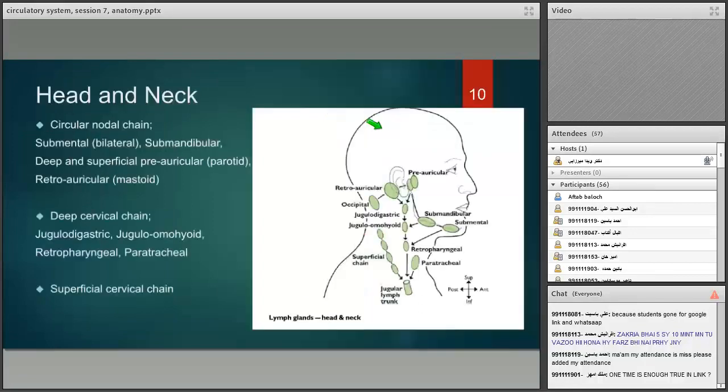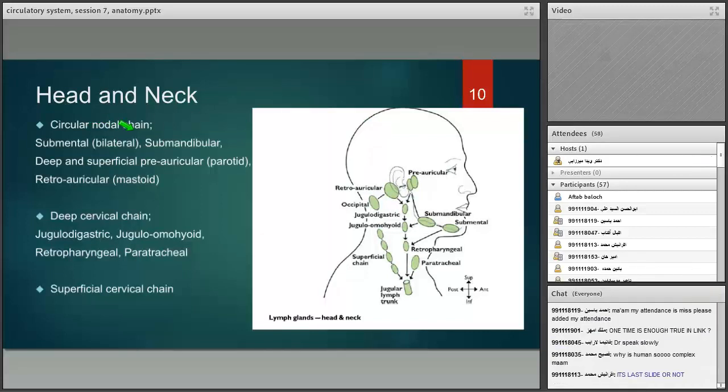Now, at the end, we will talk about the lymph which is coming from the head and the neck. We have some nodes in the head and the neck spaces. Some of these nodes are the circular nodal chain.